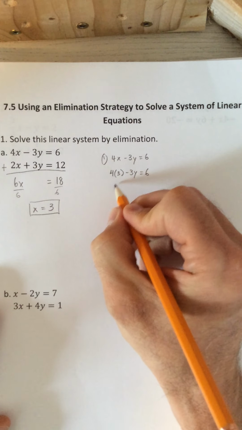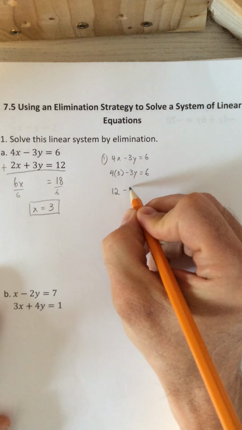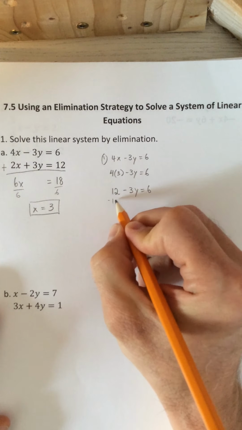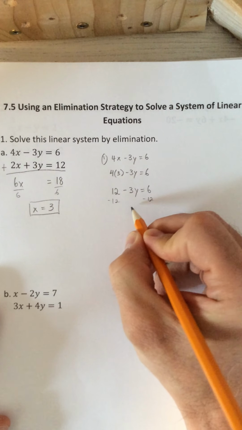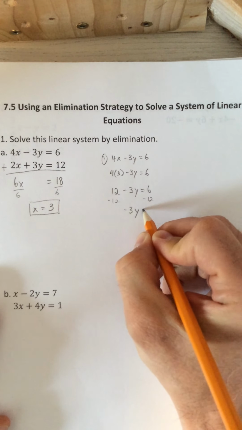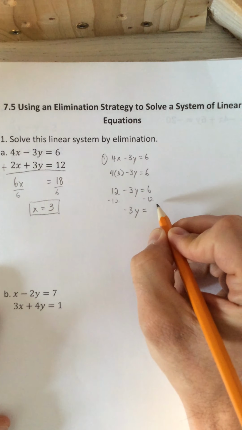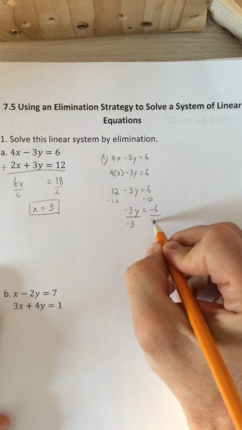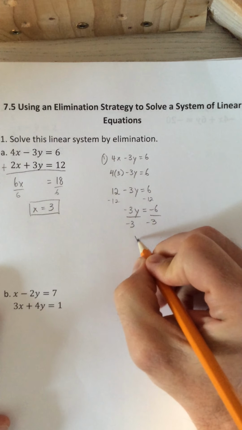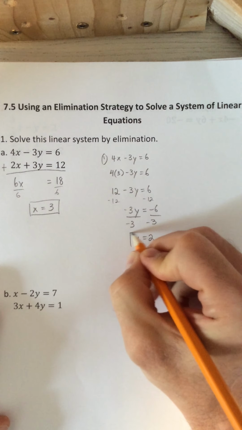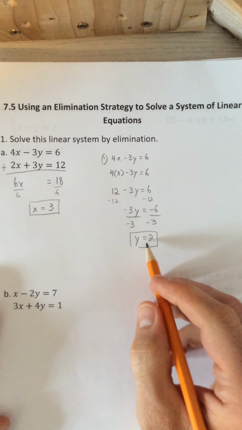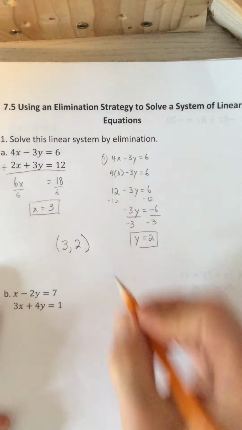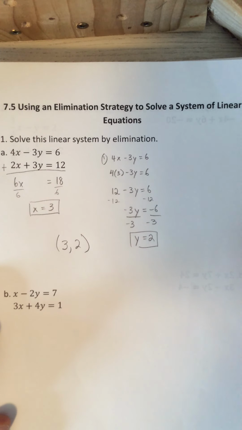So 4 multiplied by 3 is 12. Subtract 3y is 6. And if I subtract 12 from both sides of the equation, I would get -3y is equal to -6. And then if I divide both sides by -3, I apologize, y will equal 2. So our solution is y is 2, x is 3, or the coordinate would be 3, 2.